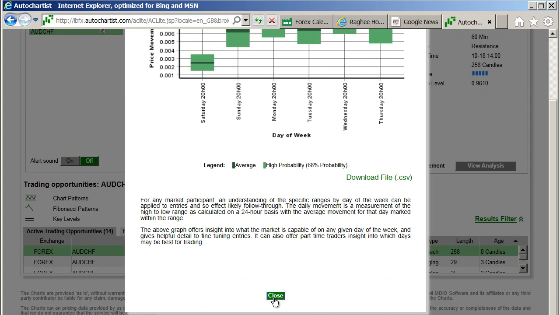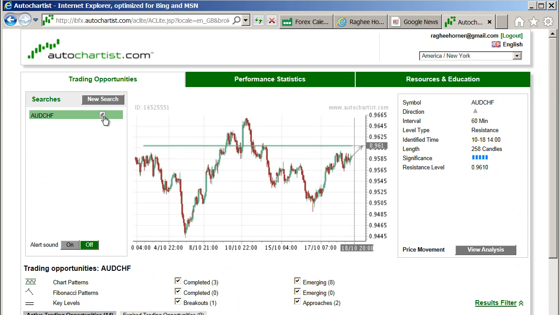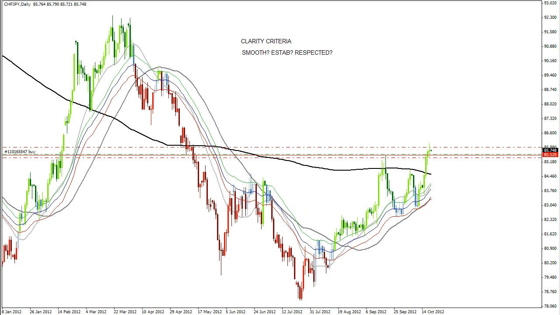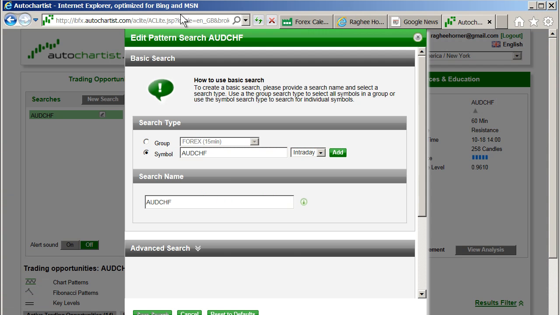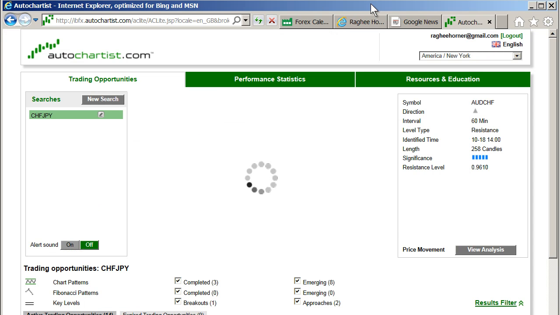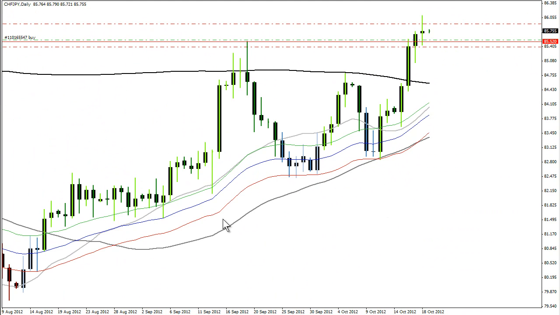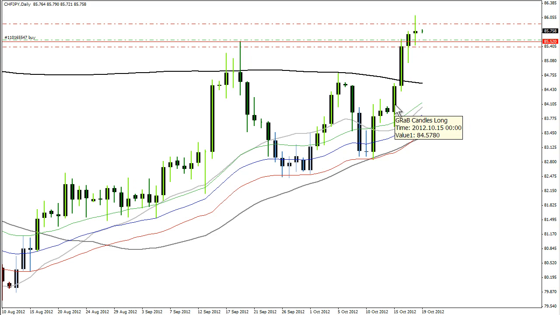So what I'll do is I'll go back to the auto chartist. I'll go ahead and put in the Swissy yen, or Swissy, Aussie Swissy. Oh, am I looking at the Swissy yen or Aussie? Okay, Swissy yen, sorry. It's been a long day. All right, there we go. Swissy yen. I'll go ahead and add that. Save the search. And again, what I want to do is see those two large candles we had here. Let's go and do some calculations real quick.